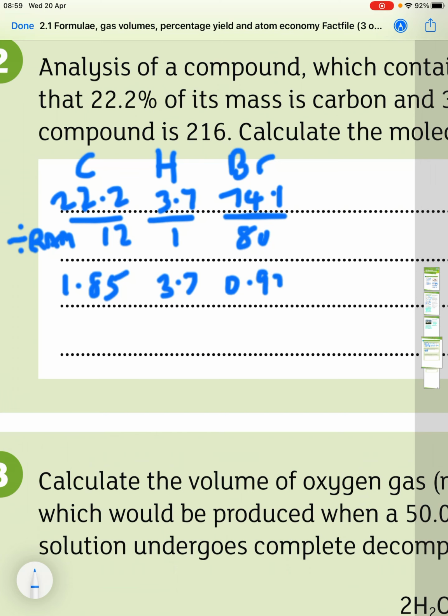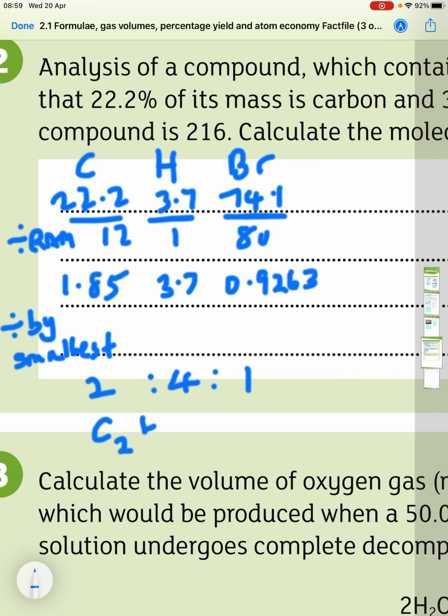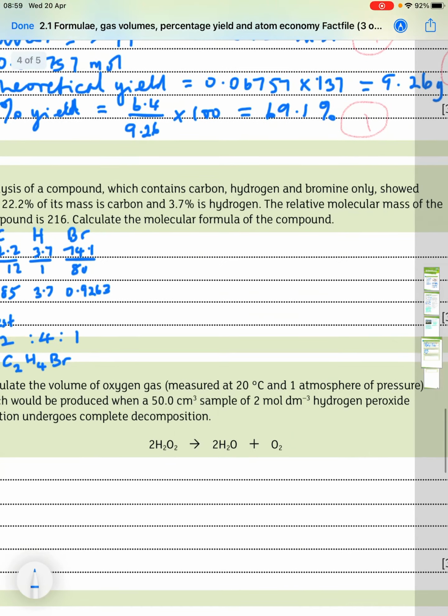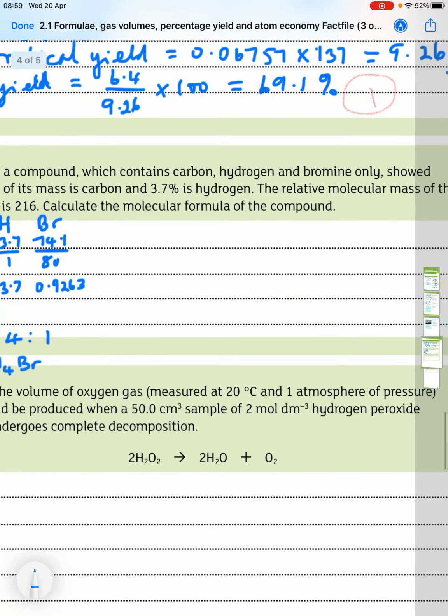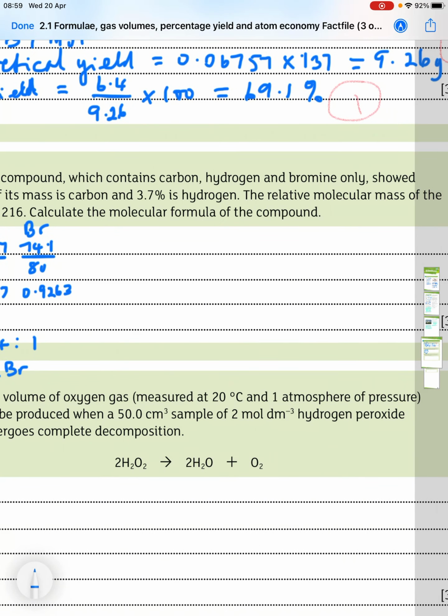that gives us 1.85, 3.7 and 0.9263. Divide by the smallest, and that's going to give us 2 to 4 to 1 for our ratio. So our empirical formula would be C2H4Br. Okay, so that's the first step. The second step then is to work out the molecular formula.